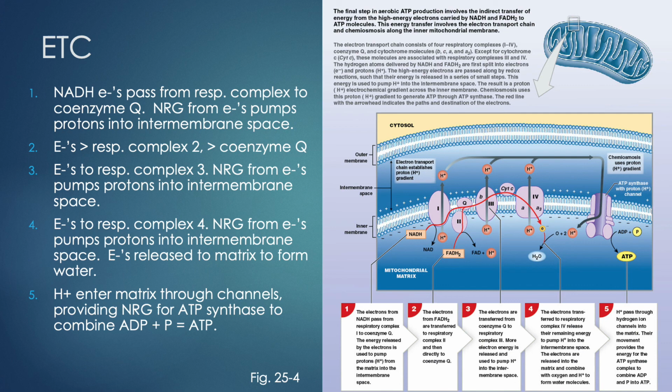I know this is getting a little bit long-winded. The energy from this is going to pump the protons into the intermembrane space, and the electrons are going to be released to the matrix to form water. So finally, hydrogen ions are going to be able to enter the matrix through channels, providing energy for ATP synthase, which is an enzyme to build ATP, and it does that by combining ADP and P. So adenosine diphosphate plus another phosphate equals adenosine triphosphate, or adenosine with 3 phosphates.